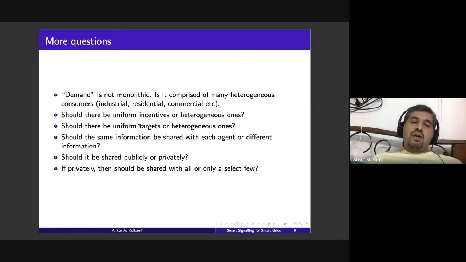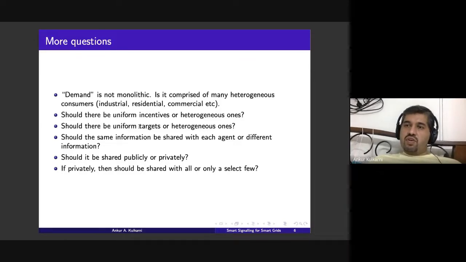Some more questions. So, for example, demand. When I keep talking of demand, it is actually not monolithic. It is comprised of many heterogeneous consumers: industrial consumers, residential consumers, commercial consumers, etc. So the question arises that if there is no one entity that you can call demand, should the incentives or carrots and sticks that I was talking about be uniform across all the entities, or should they be heterogeneous? Should the targets that you give to each of these entities be uniform targets, or heterogeneous targets? If they are heterogeneous, what should they be based on? What should they be a function of? Should they be a function of just the consumption that the demand is having, or should they be a function of the history of flexibility that the demand has shown, etc.? There are many questions here.